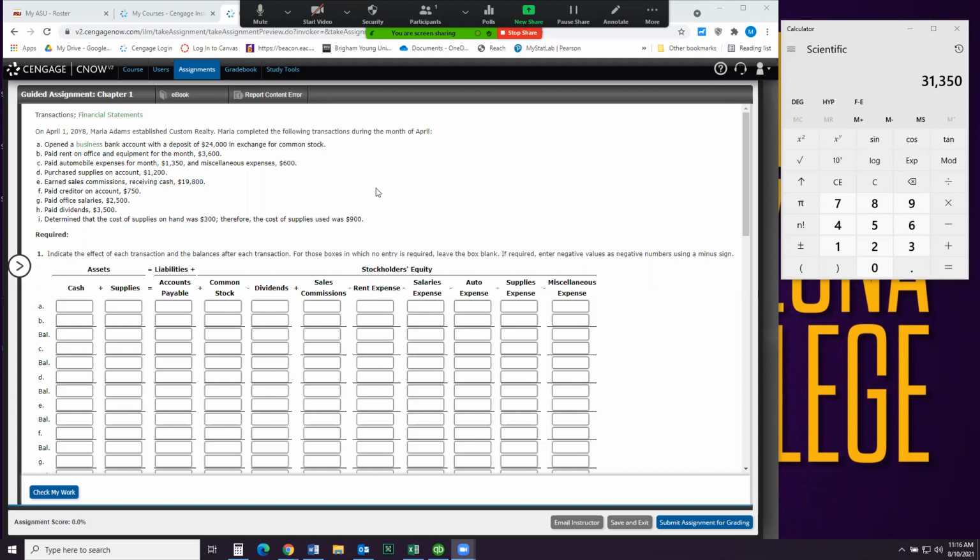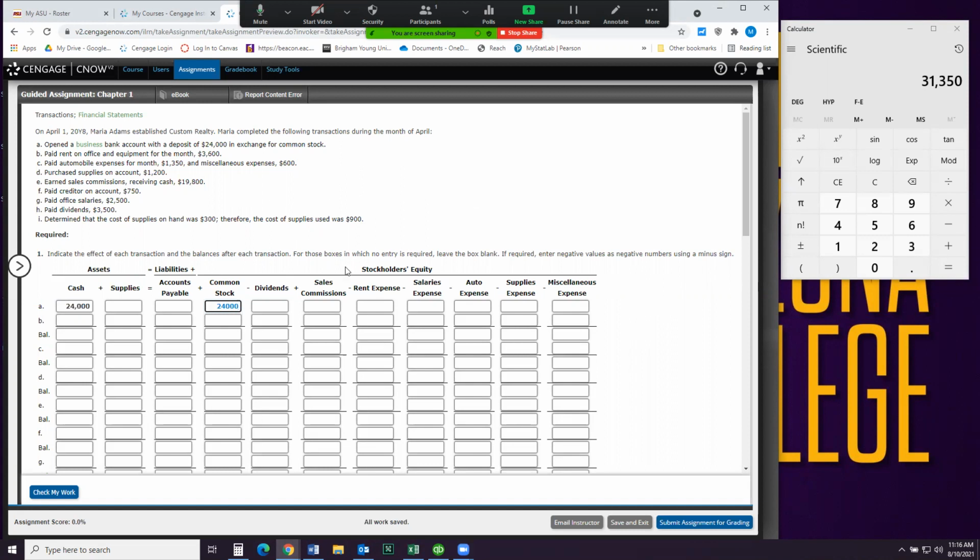All right. So for the first one, it says they opened a business bank account and deposited $24,000 in exchange for common stock. So I'm going to look at each of these accounts and say, okay, if I put $24,000 into my business, the cash is going to increase by $24,000. And the common stock account, which just represents money contributed to the business by the owners.